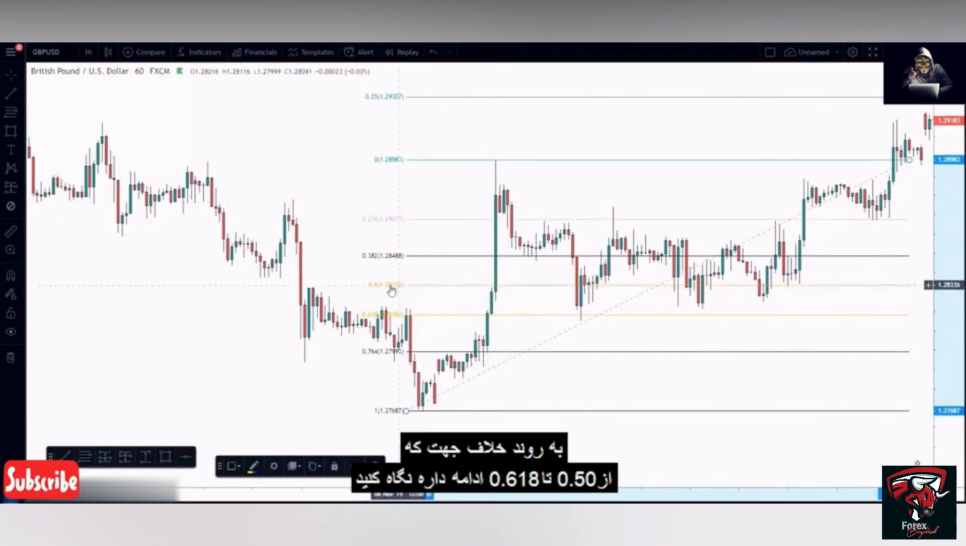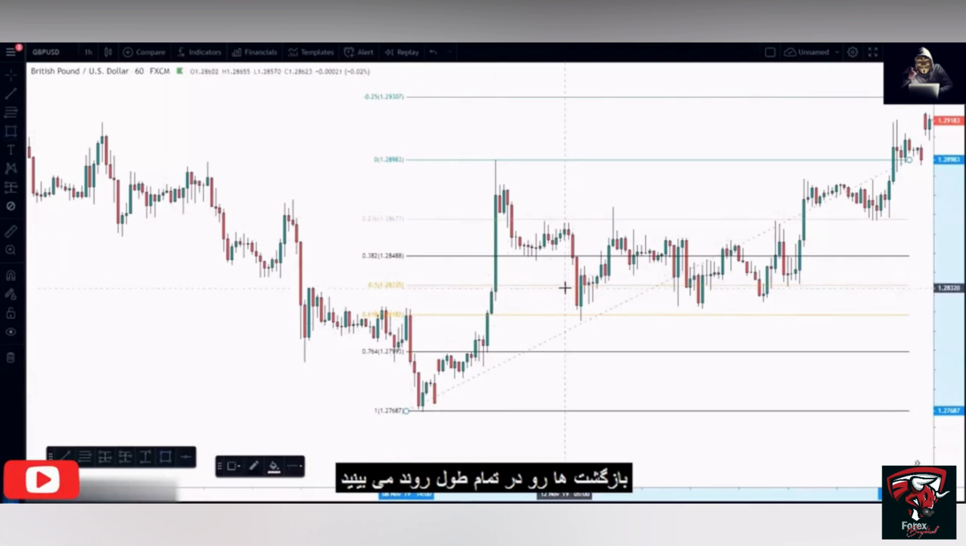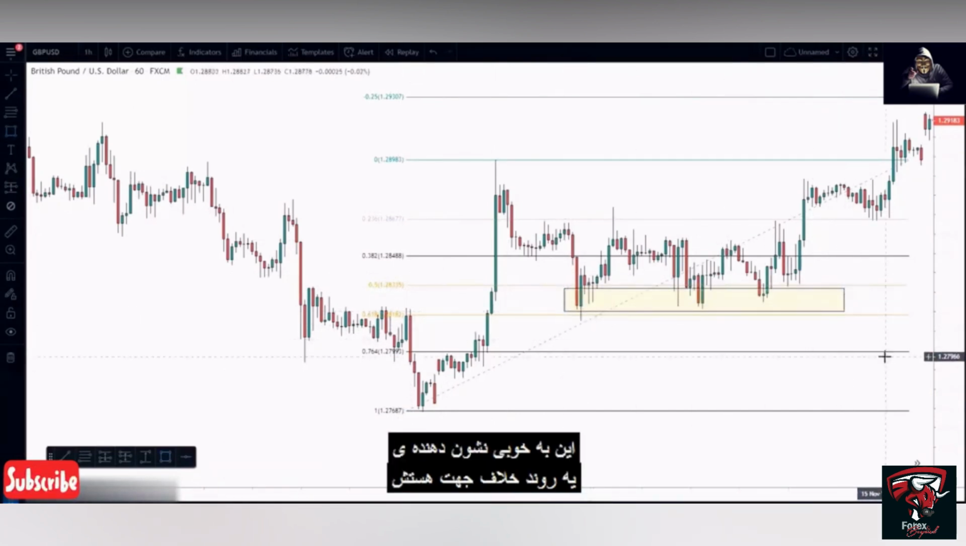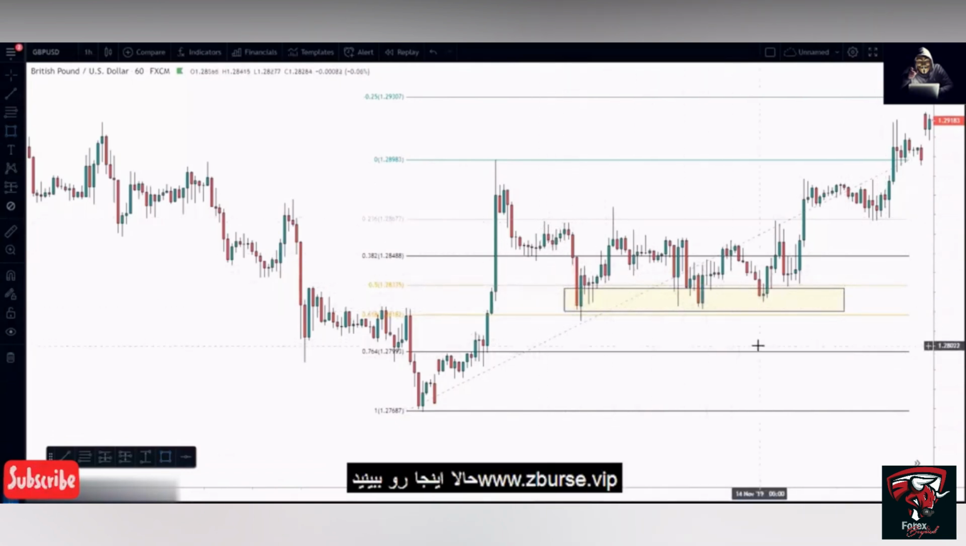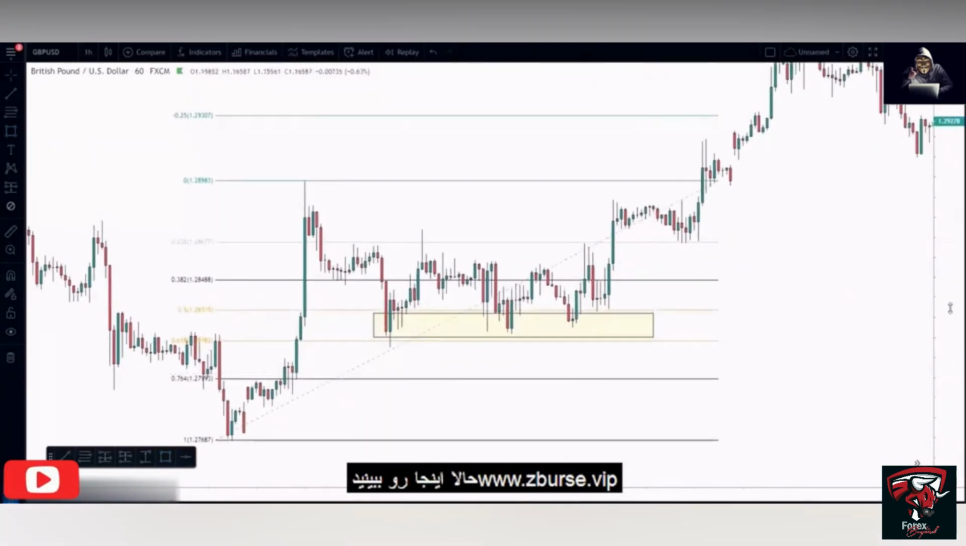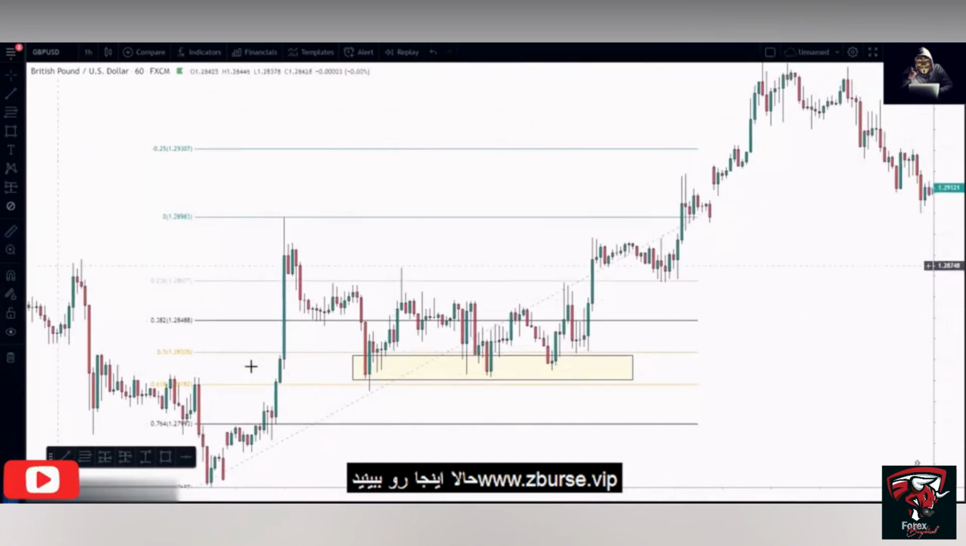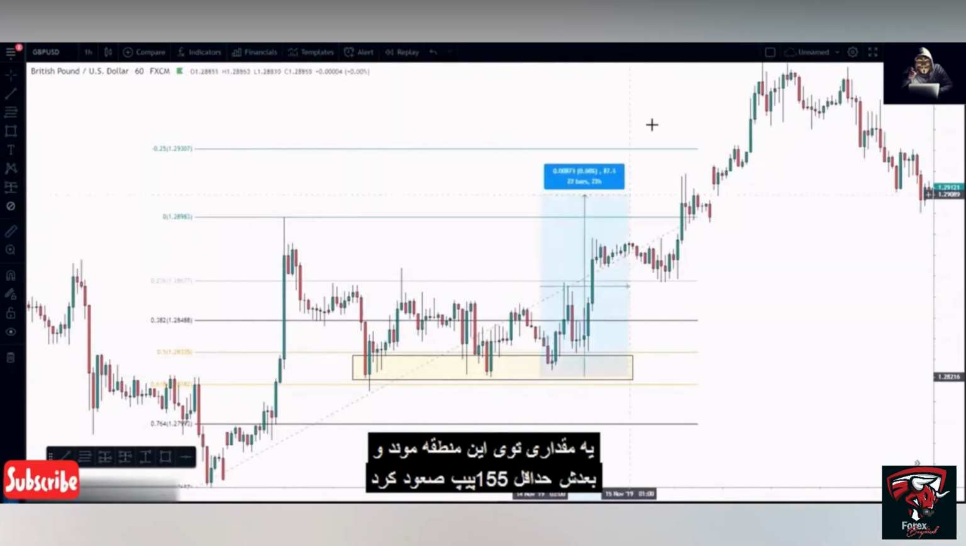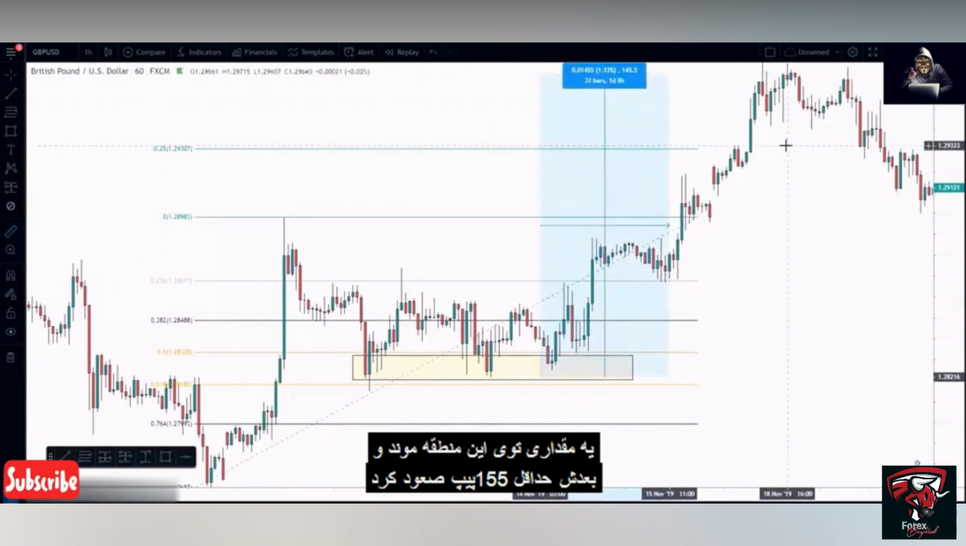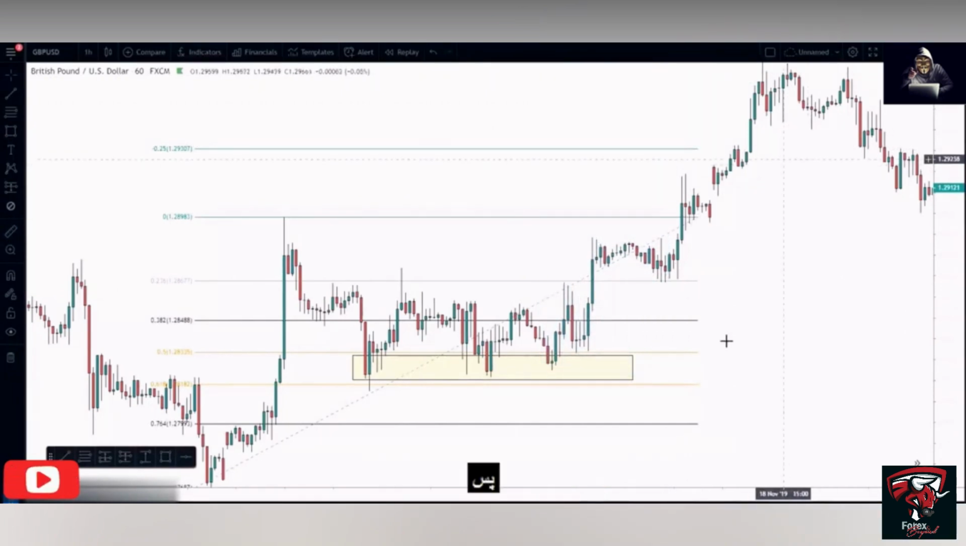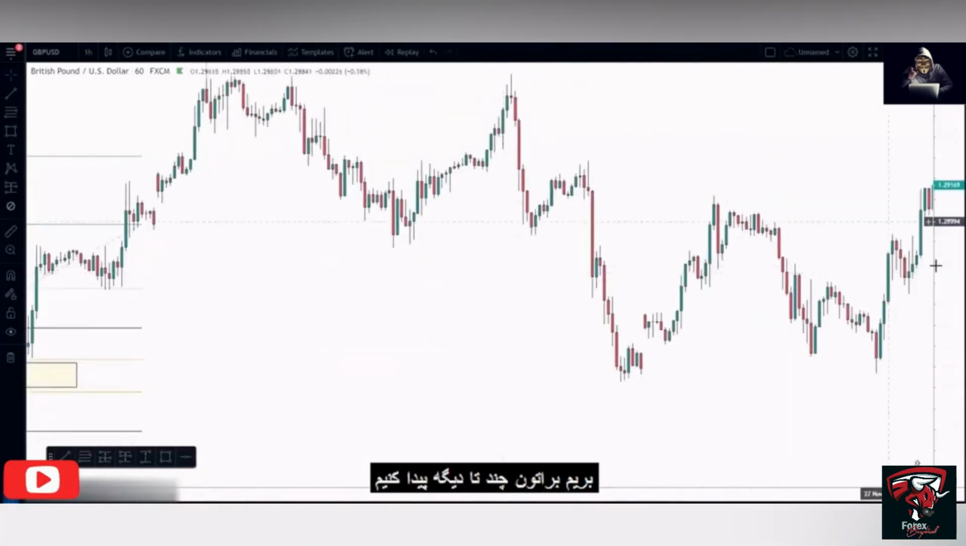Now, look at the rejection on the 0.50 and the 0.618 zone. If I mark this zone up, you're going to see the rejections all across this. This is a huge sign of this reversal. So watch this. Boom! Played in this zone for a little bit and shot up for a major 145 pips minimum. So, let's go find you some other ones.